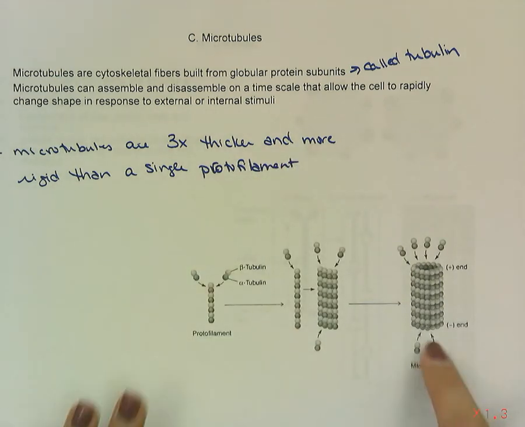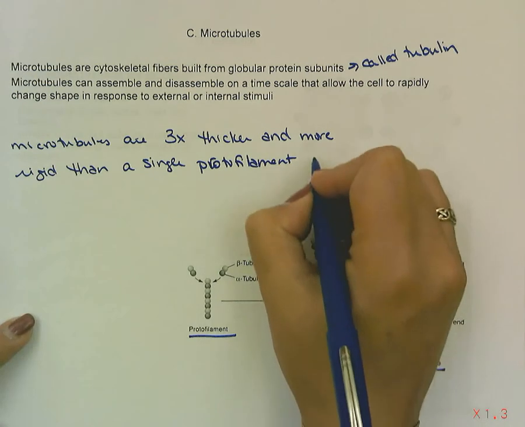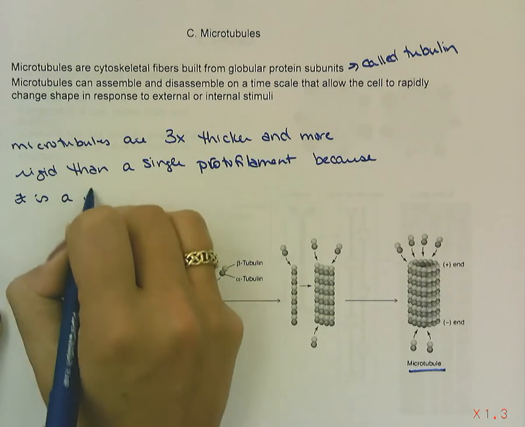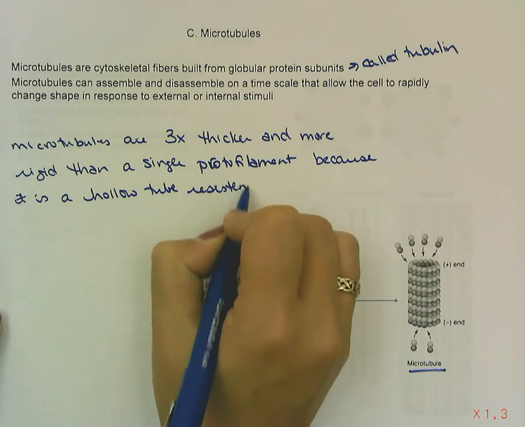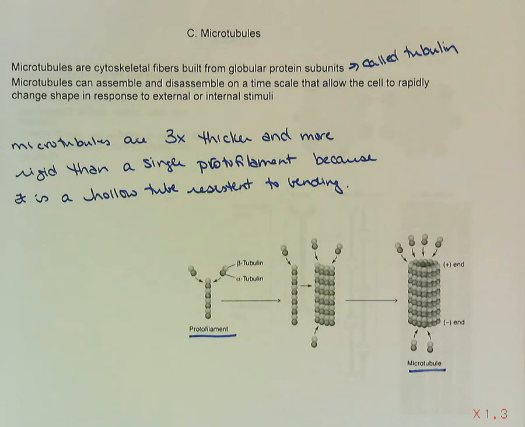So microtubules, which is this over here, are 3 times thicker and more rigid than a single protofilament because it's a hollow tube that's resistant to bending. So once we get to the point that it's a tube, it is much more rigid than a single fiber by itself.